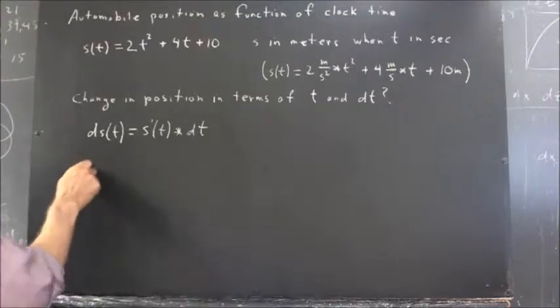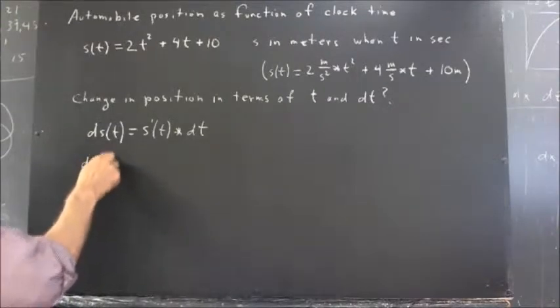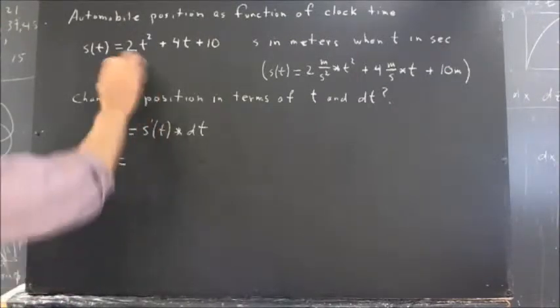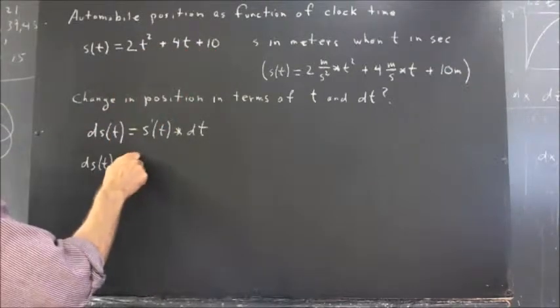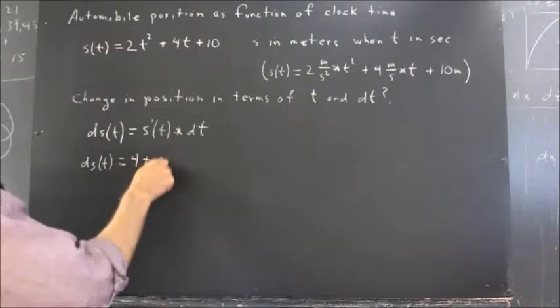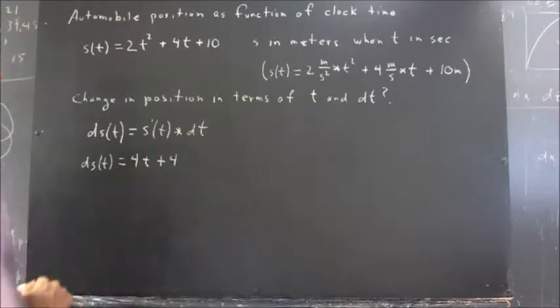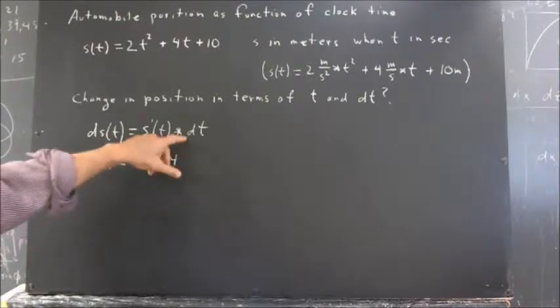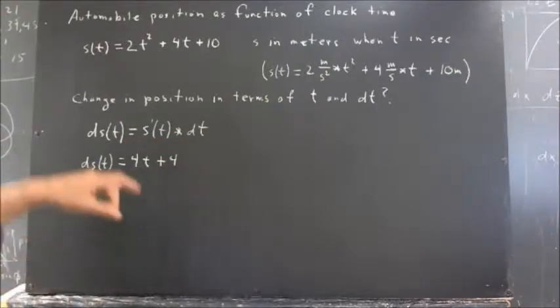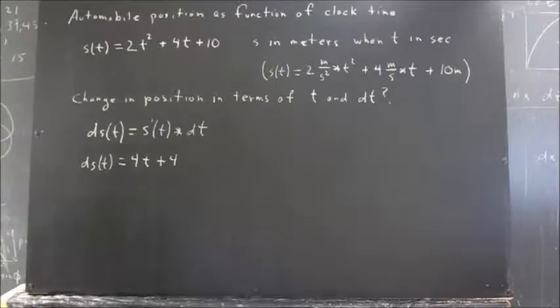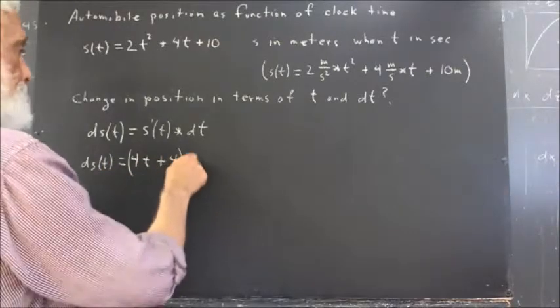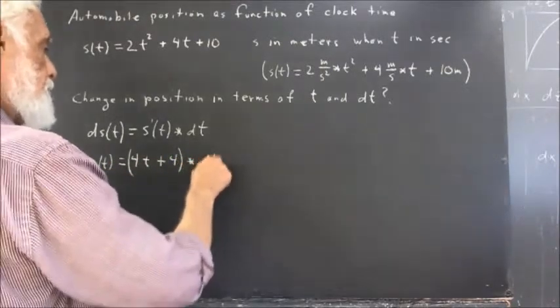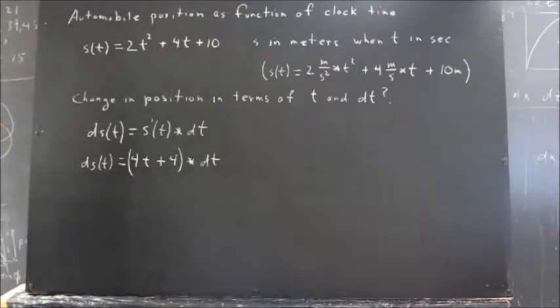So there we have it, except of course we've got to do our s prime of t. Okay, so we can write that out, ds of t, s prime of t, very easy derivative. We're going to get 4t plus 4. And you know, in units, that'd still be 4 meters per second squared and 4 meters per second there. So that's what you're going to get, and that's multiplied by dt.